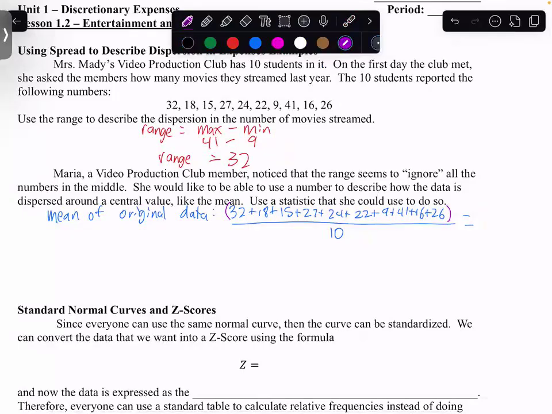Okay, so I'll just go ahead and tell those of you without a calculator. This should come out to 23. So the mean number of movies watched was 23 per student.